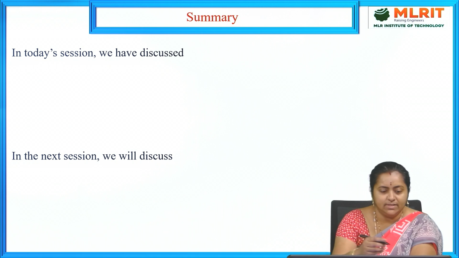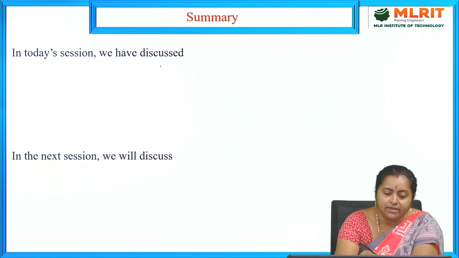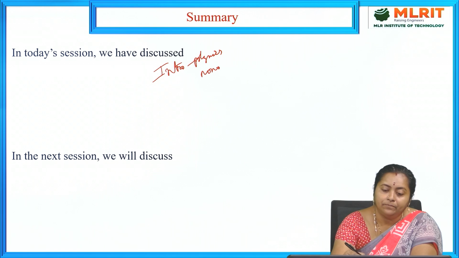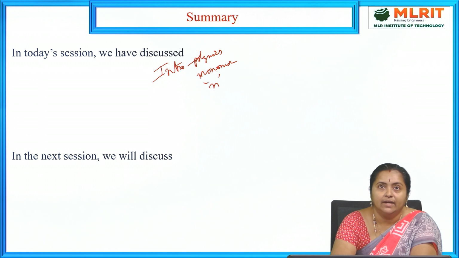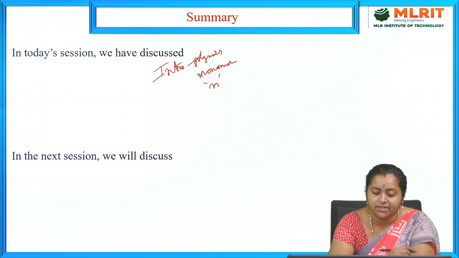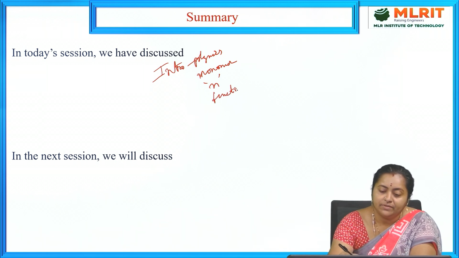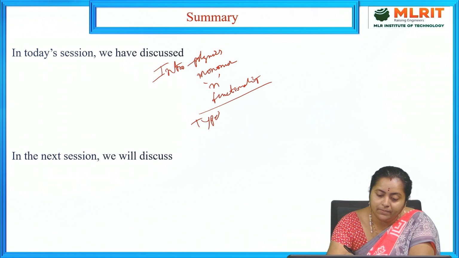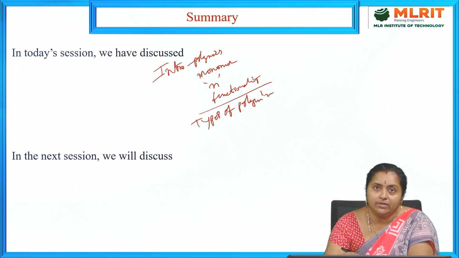So in today's class, what we have discussed so far is an introduction. I started unit 3, that is polymeric materials, and then the introduction to polymers, the definition of polymer, what is a monomer, and then what we mean by degree of polymerization, that is represented as small n, and then functionality, what we mean by functionality with a few examples, and then types of polymerization reactions. So far these things we have discussed.